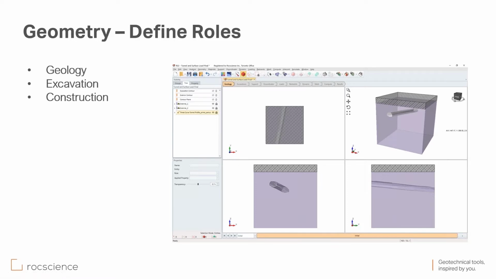The advantage of this construction role is that when you have a complicated geometry, there are pieces that you don't want in the computation procedure, and you can change the role to construction, and the software is going to ignore them.